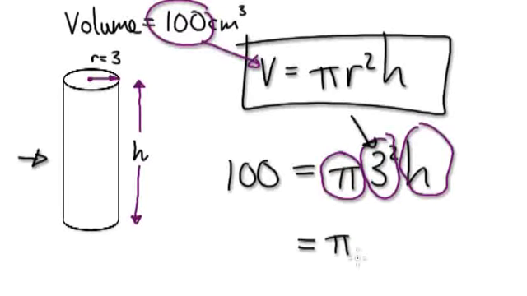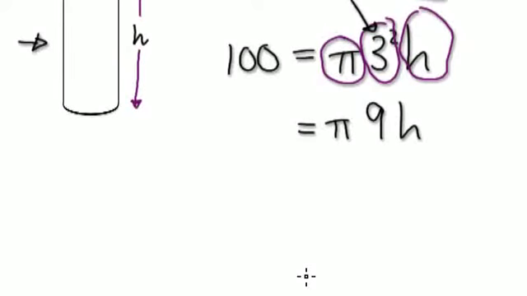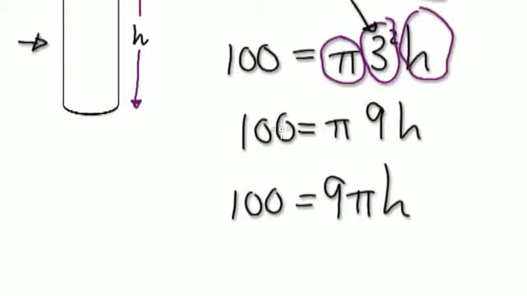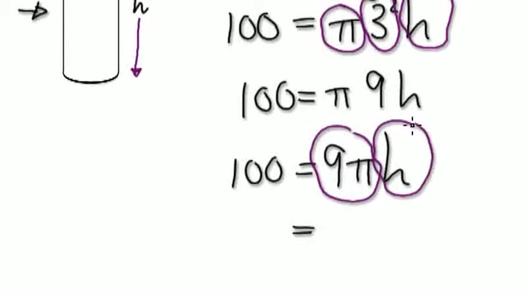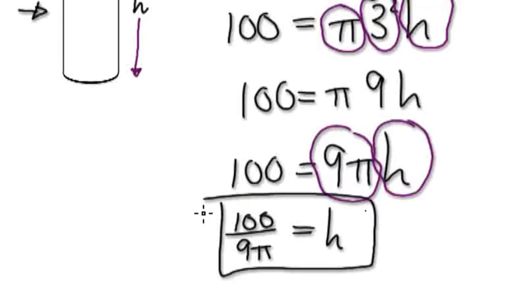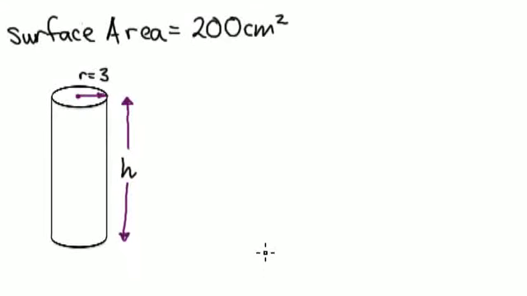So that would be pi 9 h. We would prefer the number to be in front, so it'd be 9 pi h here. This equals 100. Don't forget 100 here. So now, if we want to know what h is, then we divide both sides by 9 pi. So at the moment, visualize it like this. You've got 2 things multiplying each other. So divide both sides by 9 pi. So 100 over 9 pi equals h. So the height is given by this 100 over 9 pi.